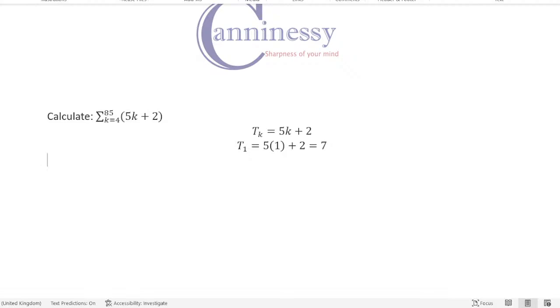So we'll have T85, which is equal to 5 into 85 plus 2. So it's going to be 5 multiplied by 85 plus 2, so it's going to be 427. 427. So we have two formulas.